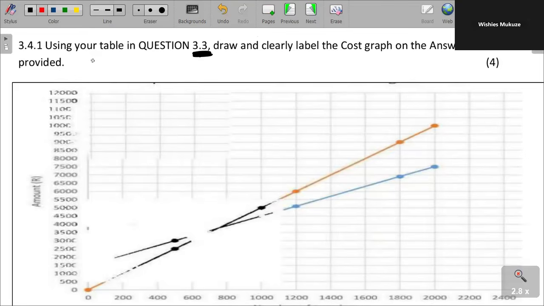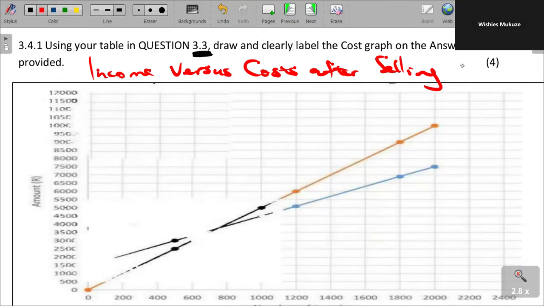Income versus cost after selling fat cakes.